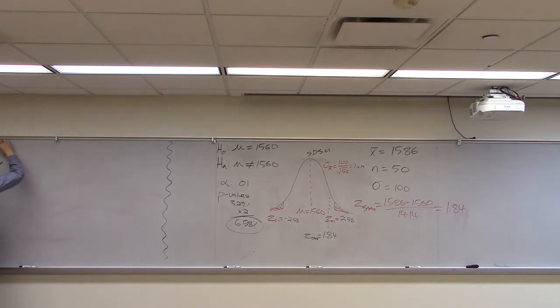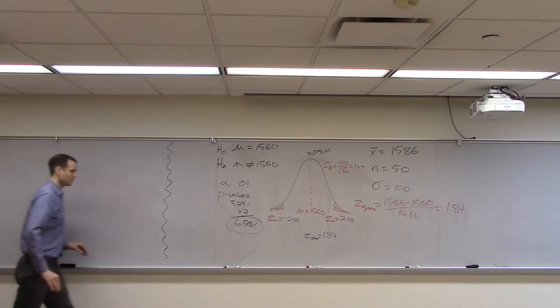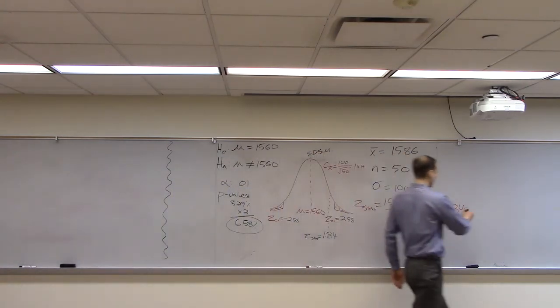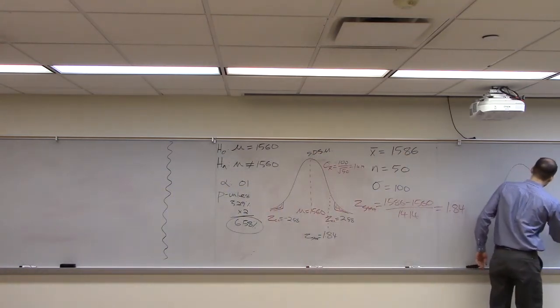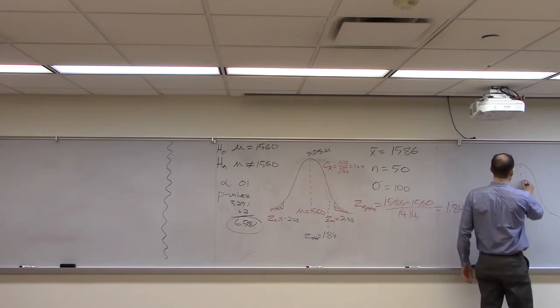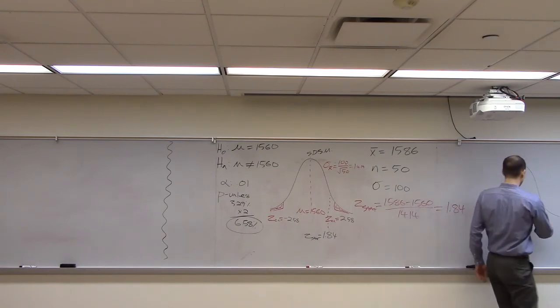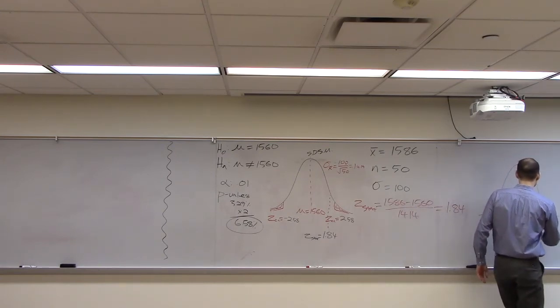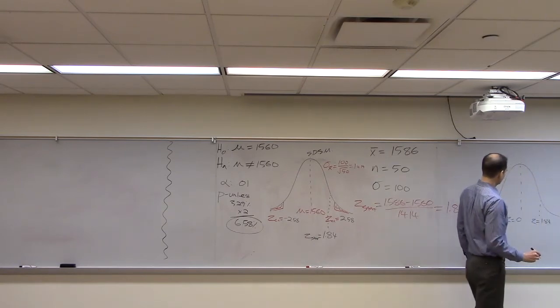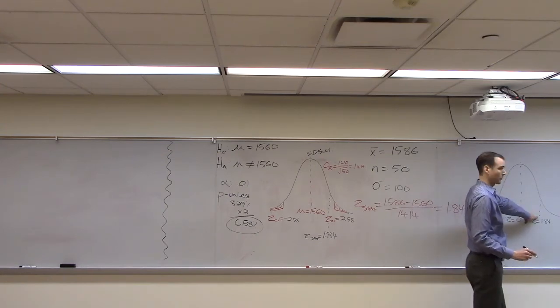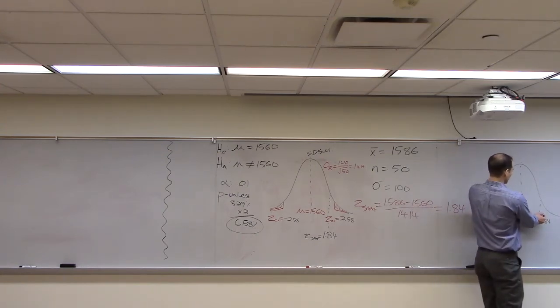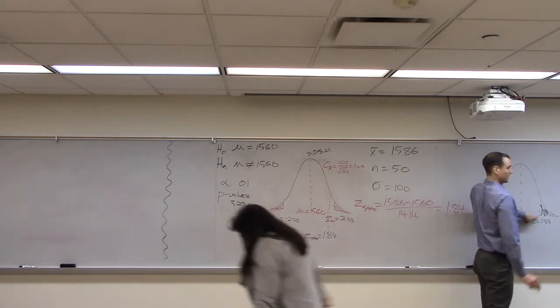Professor, just to clarify, when you were saying that we needed to calculate the area, how did you get to 3.29? Sure. So the middle has a z-score of 0, and our test statistic had a z-score of 1.84. Alright, so we look on the z-table for 1.84, and we find that the chances of being higher than 1.84 is 3.29%.